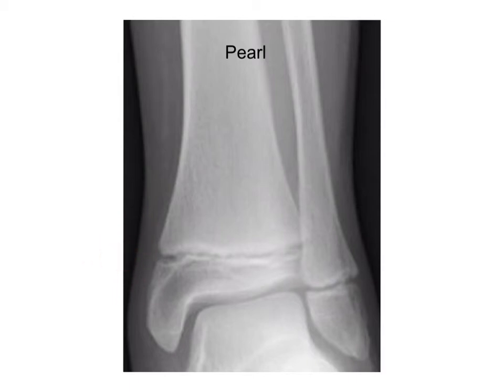Take a look at this x-ray. Does it represent a fracture? If so, what type? Pause if you don't want to hear the answer. The point of this x-ray is to demonstrate the importance of the clinical exam. So if there is point tenderness directly over the growth plate, that would yield a high suspicion for a fracture.